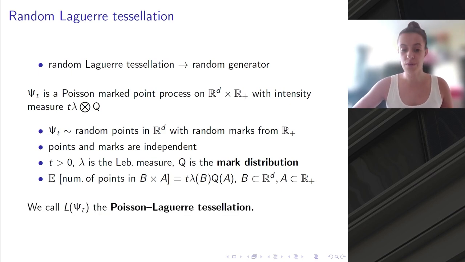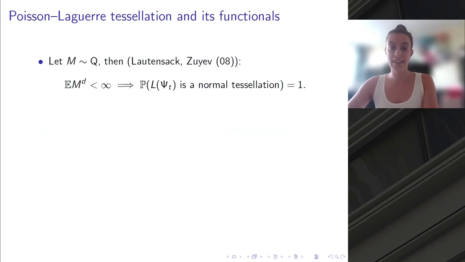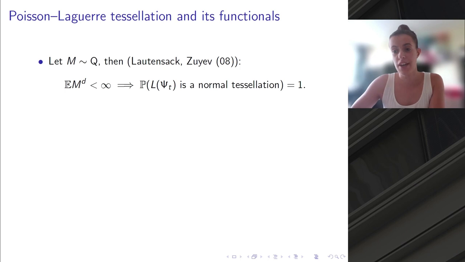And so what we call a Poisson Laguerre tessellation, which is our main object, is the random Laguerre tessellation whose random generator is the Poisson marked point process. As in the non-random case, we should care about whether this is well defined. And again, fortunately, we do have a condition on the mark distribution. So if we have a suitable moment condition, then we know that almost surely our random tessellation is in fact a normal tessellation. So this is actually an equivalence. We sort of need this implication, but it goes the other way around as well.